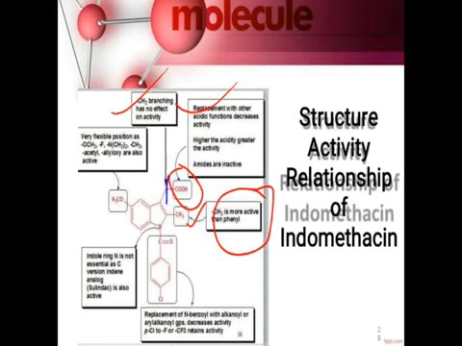Then the CH2 which is present at this position. Branching of this CH2 does not alter the activity. So we can branch the CH2 group, or we can keep the CH2 group as it is. It will not alter the activity. Then this OCH3 group is a very flexible position, as it can be replaced by halogen, by acetyl, by amide, or by a CH3 group. It generally does not change the activity, so they produce active drugs.